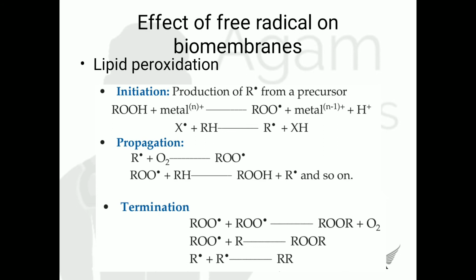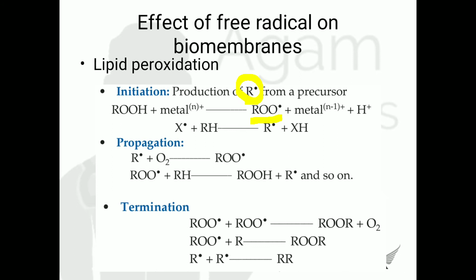The main event in the initiation phase is the production of a carbon-centered radical. This is R, the carbon center; R superscript dot is the carbon-centered radical. Or the lipid peroxide radical, ROO superscript dot, formed by the interaction of a polyunsaturated fatty acid molecule with free radicals. These two reactions take place in the initiation phase.